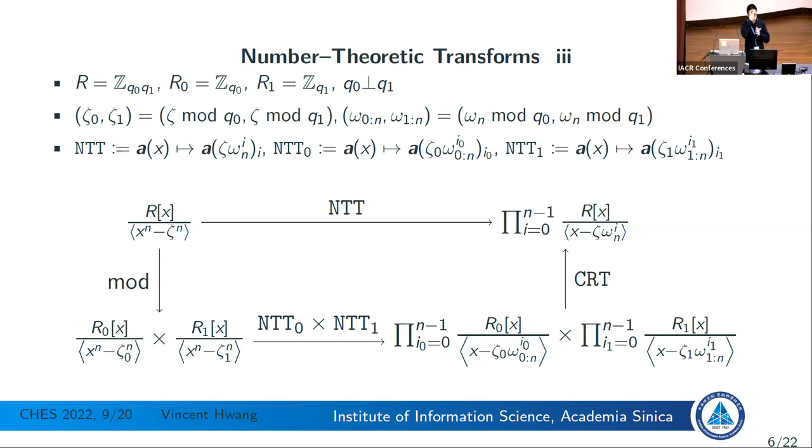Instead of factorizing the polynomial ring by looking at the polynomial moduli, we instead look into the factorization of coefficient rings. In particular, suppose we have a ring isomorphism from Z_{Q0Q1} to the product of Z_{Q0} and Z_{Q1}. Then we can first split the coefficient ring into a product of two coefficient rings, followed by applying NTTs defined over these two coefficient rings. Finally, if we solve for CRT at the end, then it can be shown that the results are exactly the same as applying NTT over R.